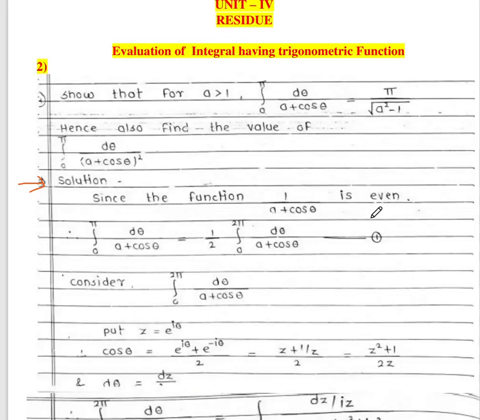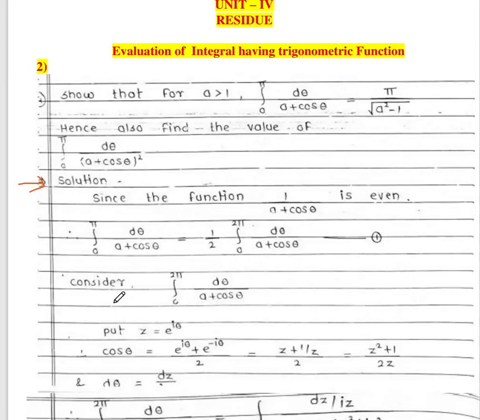We know that cos theta is an even term. So therefore by using formula, integral 0 to pi d theta upon a plus cos theta equal to 1 upon 2 integral 0 to 2 pi d theta upon a plus cos theta. So this is equation number 1, by using even function formula. The even function formula is defined as if the integral lies between 0 to 2a of f(x) dx, then this can be written as 1 upon 2 integral 0 to 2 pi dx.